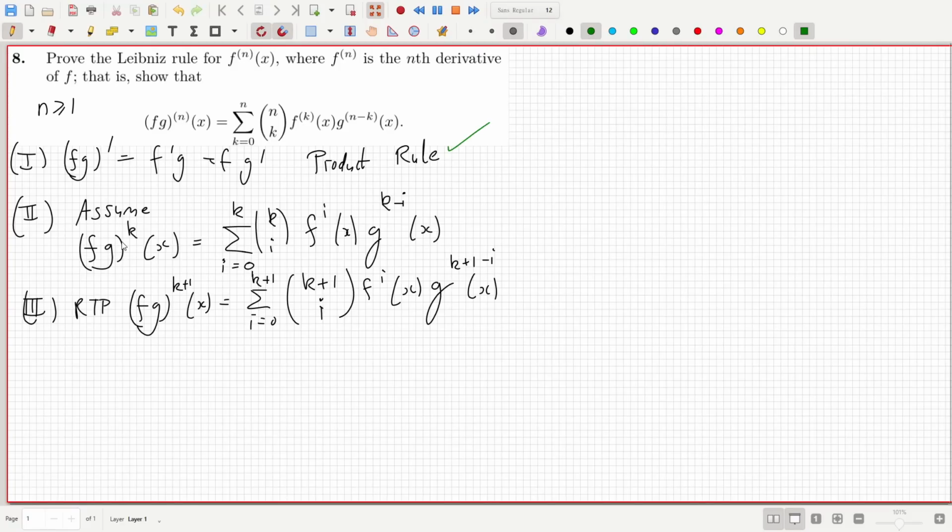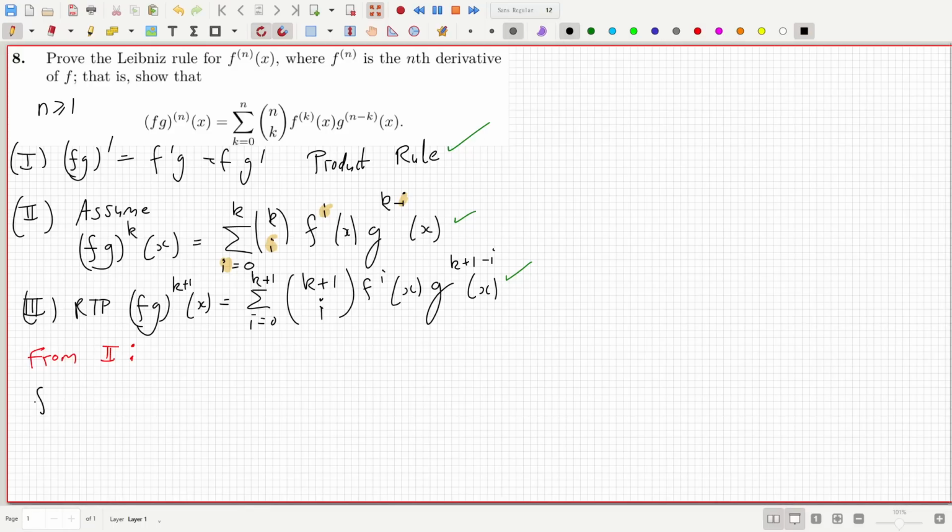Step two, usual situation, assume true for k. But because I use k, I have to change the k index to just I. And then step three is the required to prove the k plus 1 case. So we'll start from 2.